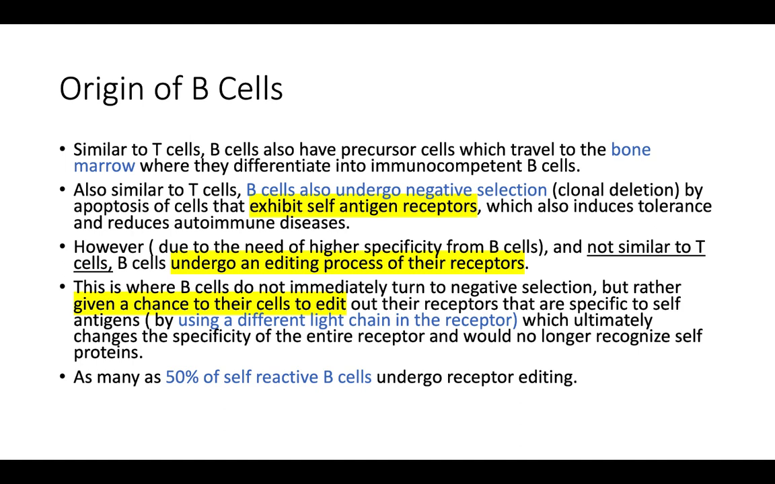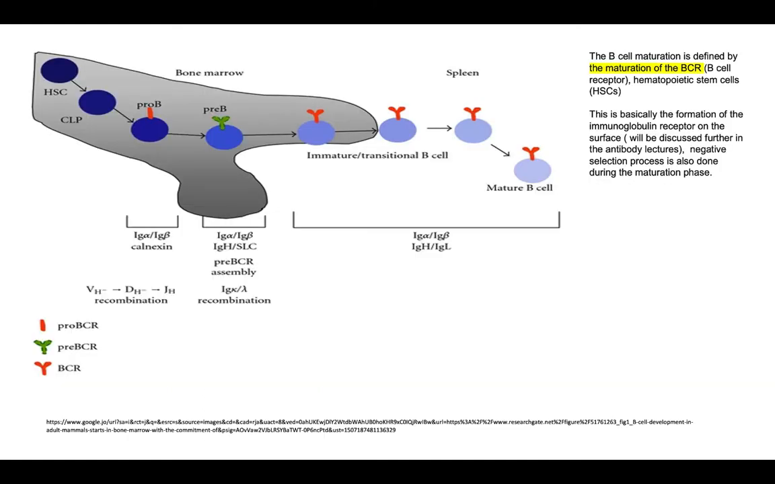Up to 50% of self-reactive B cells are allowed to survive by receptor editing. So the stem cell comes, becomes a pro-B cell, then a pre-B cell, then an immature transitional B cell. It will be released from the bone marrow and then mature elsewhere.